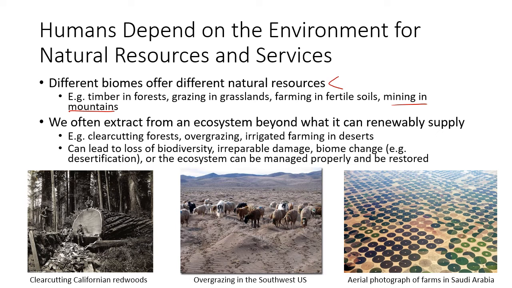And then we can change it the opposite direction, where we're making this artificial looking grassland out of a desert, where we have heavy irrigation and farms in Saudi Arabia, but they're extracting more water than the system can support, than the aquifers can recharge. So we can change biomes.